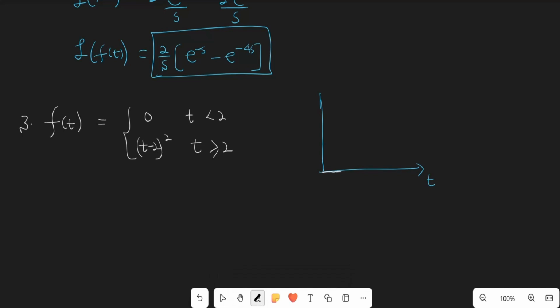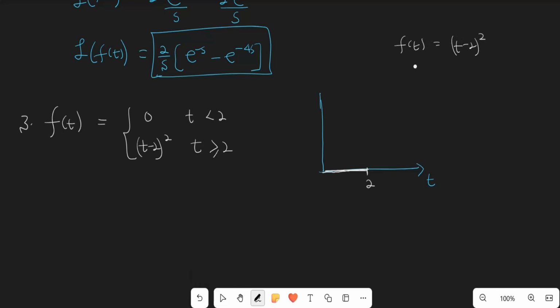So when t is less than 2, for all these ones less than 2, so let's say this one is 2. For t less than 2, the function is going to be 0. That is what we have. But at t greater than or equal to 2, we have the function t minus 2 all squared. So the function f of t is equal to t minus 2 all squared at 2.